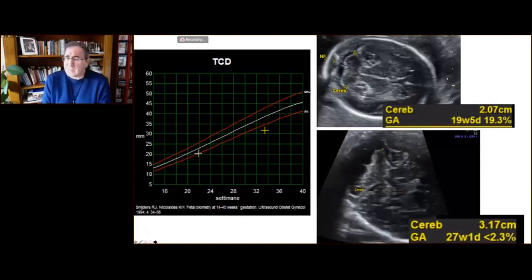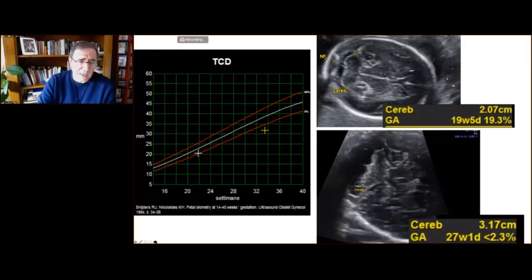This is a typical case. As you can see, that was the screening examination at 20 weeks, and the cerebellum is completely normal. But when the patient was scanned again at 33 weeks, as you can see, the cerebellum was very small, and this infant had very severe neurological abnormalities and died soon after birth, as is frequently the case with this type of condition.